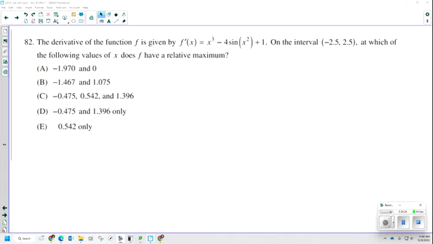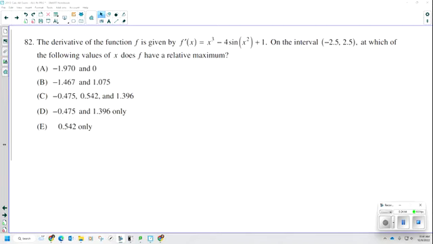82. The derivative of the function f is given by f prime of x, which equals x cubed minus 4 sine of x squared plus 1 on the interval from negative 2.5 to 2.5. At which of the following values does x have a relative maximum?